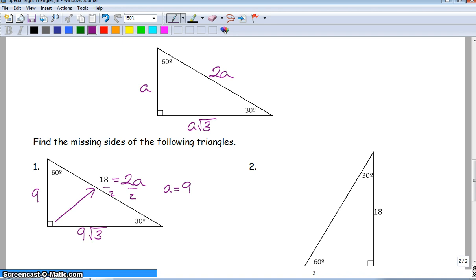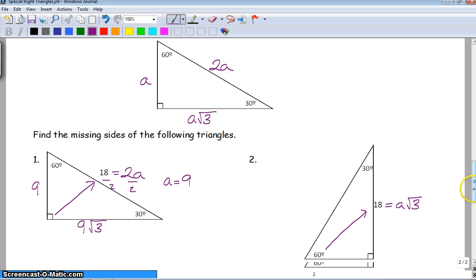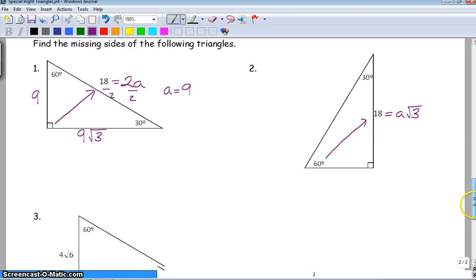Looking at the second problem, I now have the side across from 60. The side across from 60 is a times the square root of 3. So I set that equal to 18. And now I need to solve to figure out what a is. So in this case, I'm going to need a little extra space. I'm going to rewrite it down here. A times the square root of 3 equals 18. I just flipped everything around.